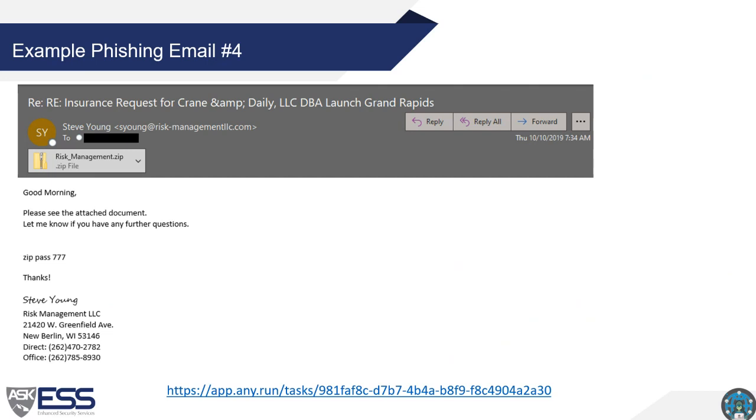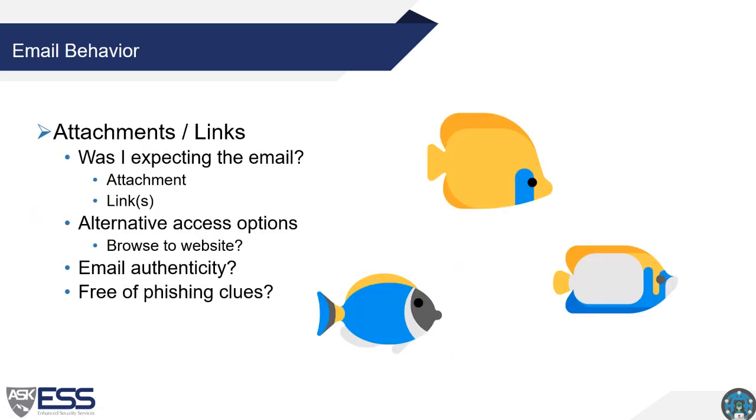Ask them if they sent you a zip file. Ask them about the email. So, email behavior, things to look for. Was I expecting the email? Does it have attachments and links that I was expecting? If not, maybe I'll go ahead and browse to the website, go to my internet browser, go to that website on my own instead of clicking on the link.